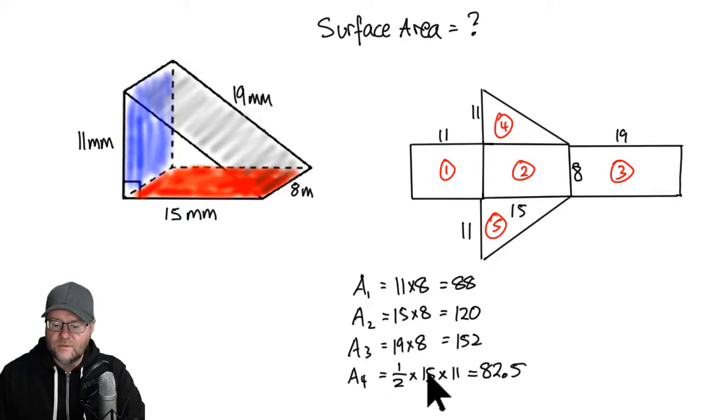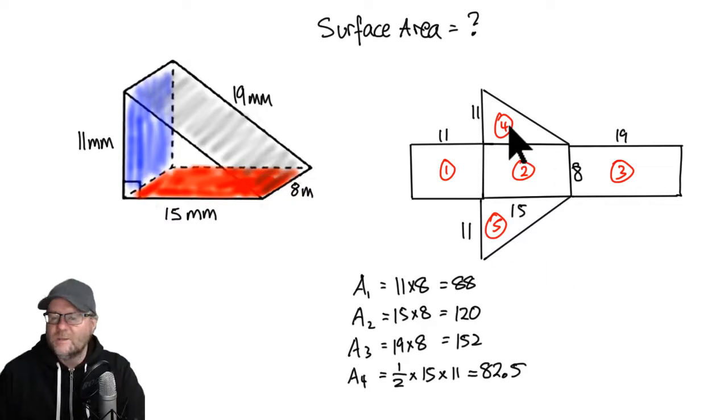So half times 15 times 11. It's like I'm doing the rectangle but halving it. Works out to be that. And the other piece is exactly the same size, so I don't even need to do the calculation. I just do another one of those.